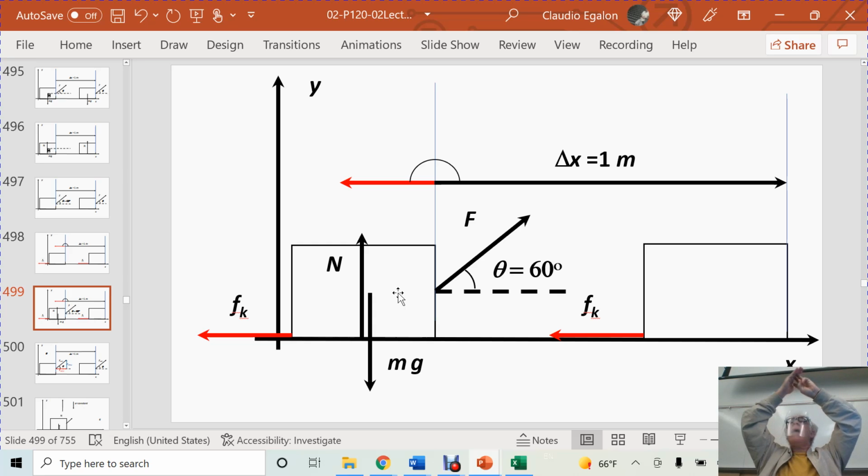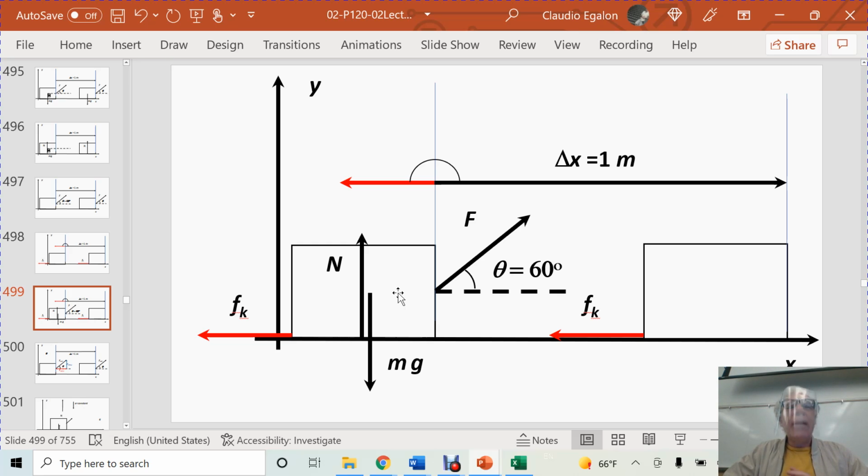I can ask you what's the work done by the force of friction. But I can also ask you what is the work done by the net force, by the sum of all those forces. It's also possible to ask you that. Make sense? Okay? And there are important consequences for this type of definition. And you're going to see why.